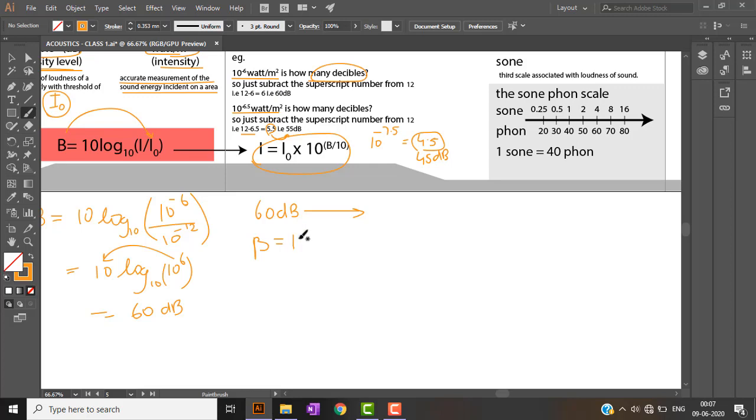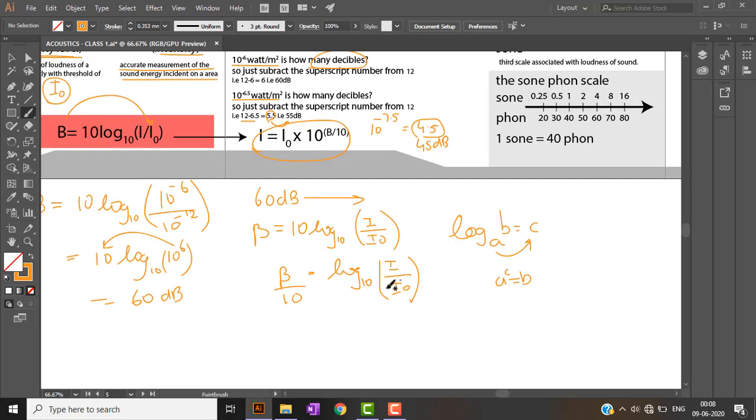So we have the formula beta is equal to 10 log to the base 10 of I by I0. You take 10 to this side, so beta by 10 is equal to log to the base 10 of I by I0. I am not a great fan of log, but you should remember the basic rules in a logarithm. The basic rule says that if log of b to the base a is equal to c, then a raised to c is equal to b.